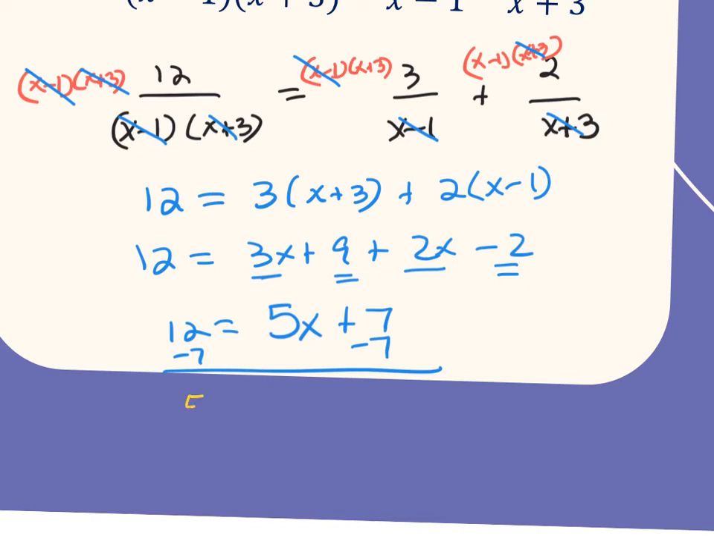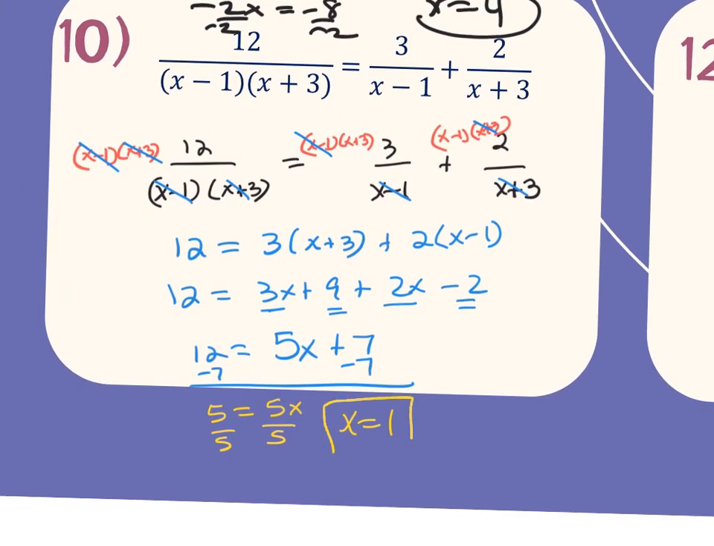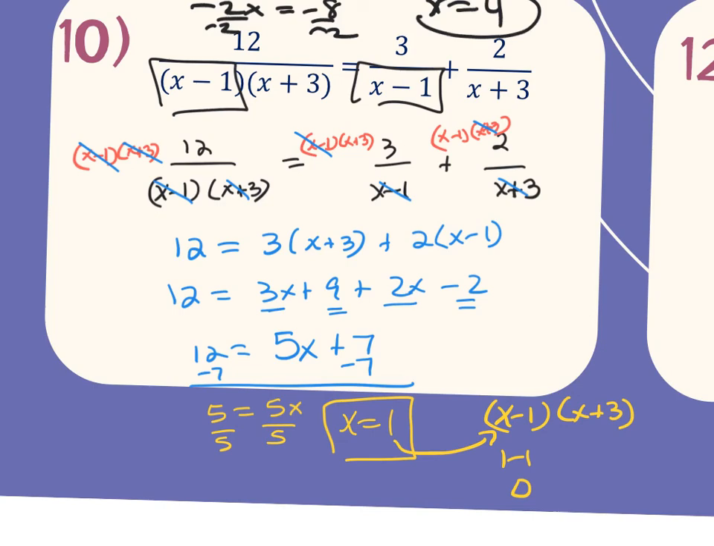I get 5 equals 5x. Divide by 5. X equals 1. Now notice I do have variables in my denominator. So if I take my answer and plug it in to the x minus 1 or the x plus 3, notice as soon as I plug it into this one, I get 1 minus 1, which would make this denominator a 0. It would also make this one a 0.